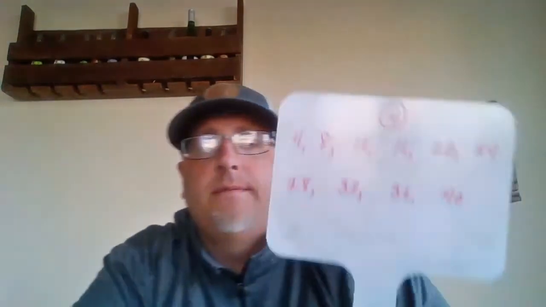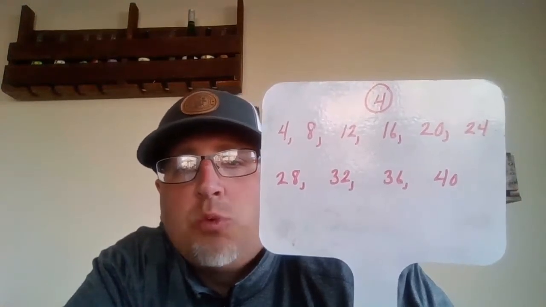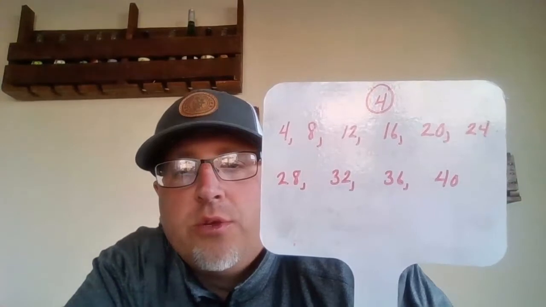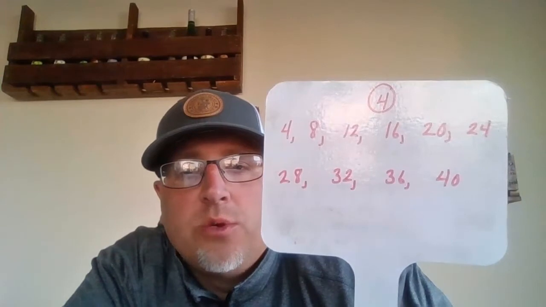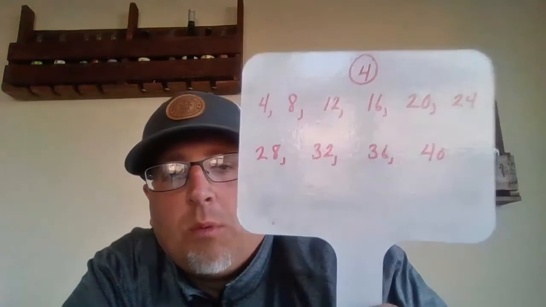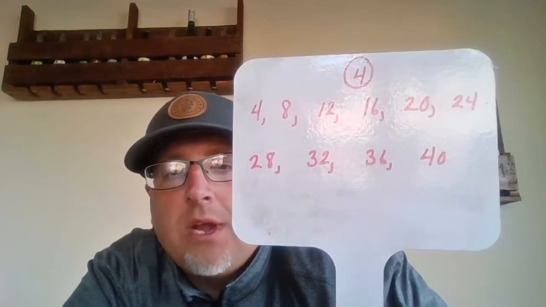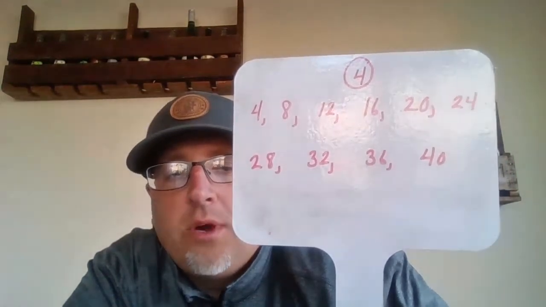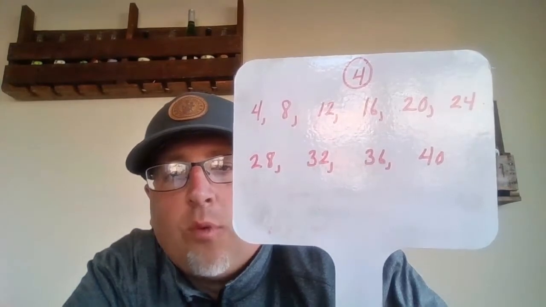Let's count by 4s. Skip counting by 4s. Ready? 4, 8, 12, 16, 20, 24, 28, 32, 36, 40, and back again. 40, 36, 32, 28, 24, 20, 16, 12, 8, and 4. One more time. 4, 8, 12, 16, 20, 24, 28, 32, 36, 40, and back, 40, 36, 32, 28, 24, 20, 16, 12, 8, and 4. All right, counting back by 4, skip counting by 4s.